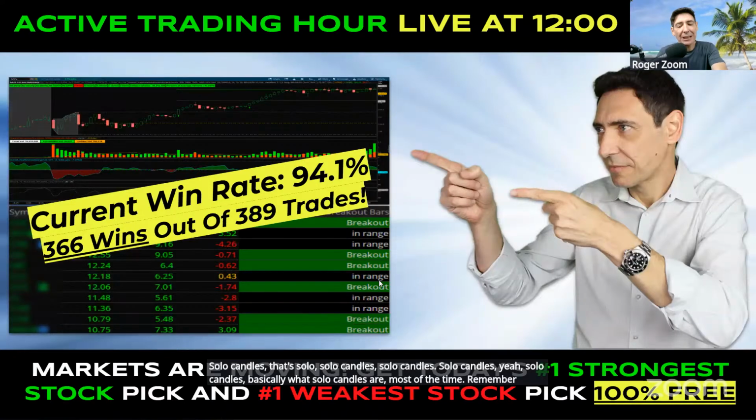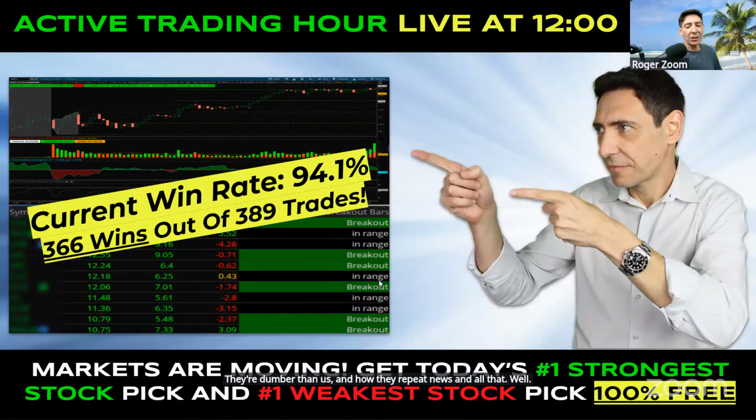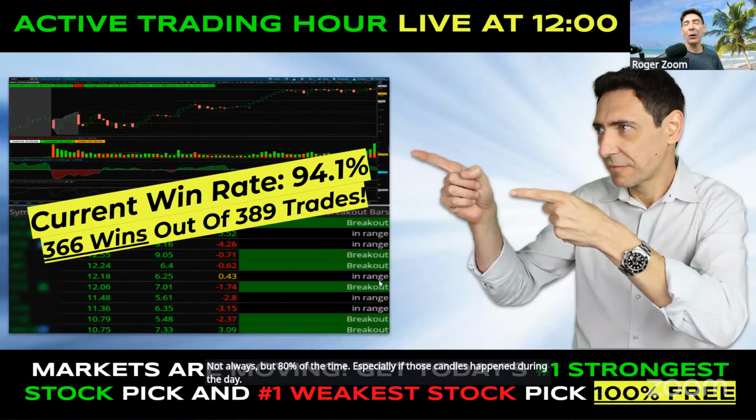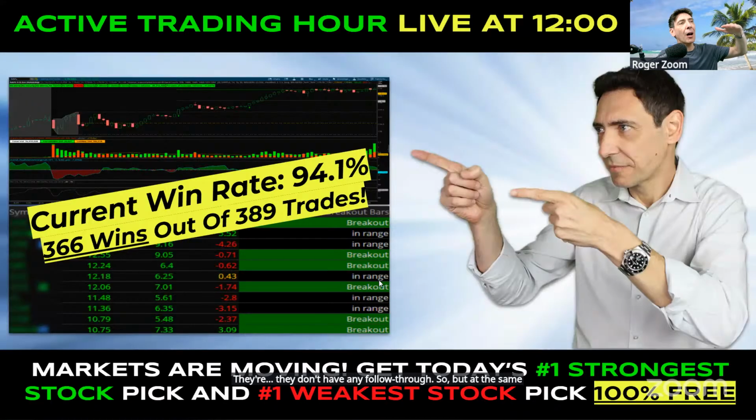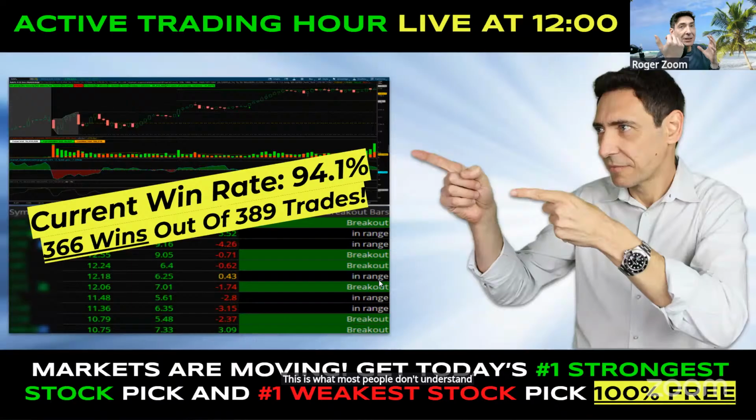Basically, what solo candles are most of the time: remember, I told you guys yesterday the story of how algos are stupid. They're dumber than us and they repeat news and all that. Well, when that happens, you'll see that's a solo candle. Algos trigger those candles. And usually, not always, but 80% of the time, especially if those candles happen during the day, they don't have any follow through. But remember, this is what most people don't understand, and I want to explain this to you.